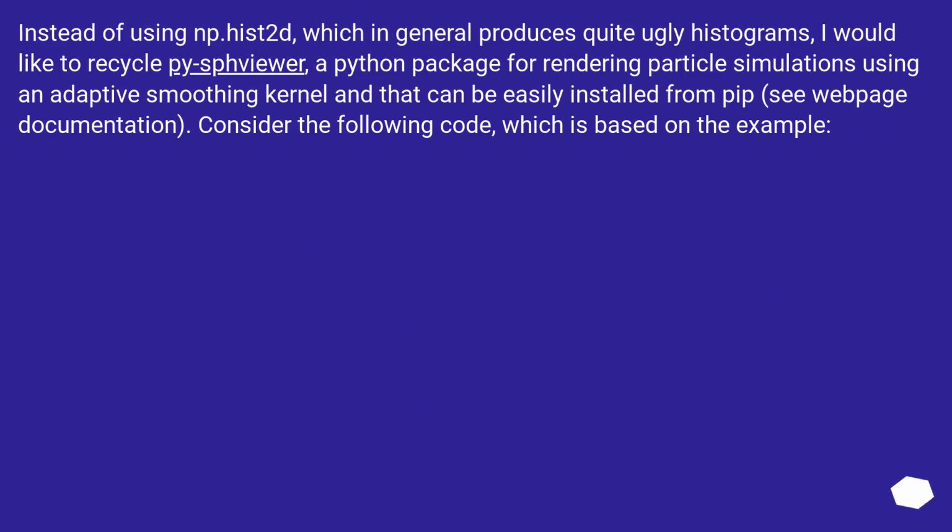Instead of using np.hist2d, which in general produces quite ugly histograms, I would like to recycle PySPHViewer, a Python package for rendering particle simulations using an adaptive smoothing kernel and that can be easily installed from pip. See the webpage documentation. Consider the following code, which is based on the example.